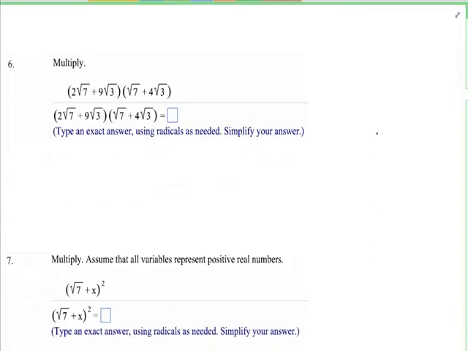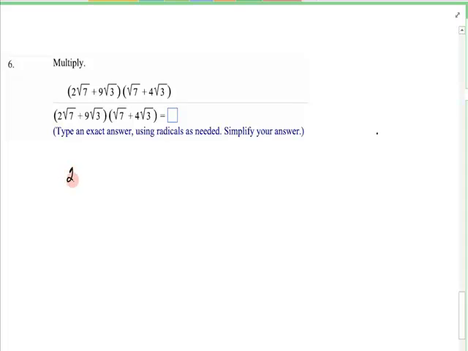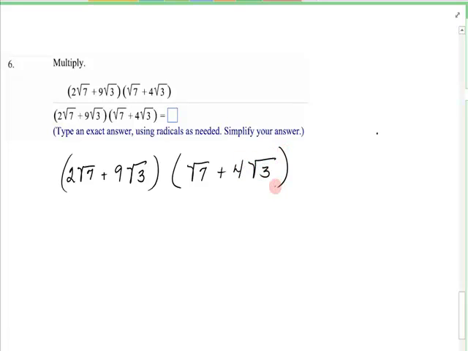All right, number 6 looks nice and inviting. We have 2 times the square root of 7 plus 9 times the square root of 3, times the square root of 7 plus 4 times the square root of 3. The first, and maybe it's a good idea to go ahead and write it out this time. I have 2 times the square root of 7 times the square root of 7. What's the square root of 7 times the square root of 7? It's 7. You know that it's the square root of 49, but that is 7. So the product of the first is 14.